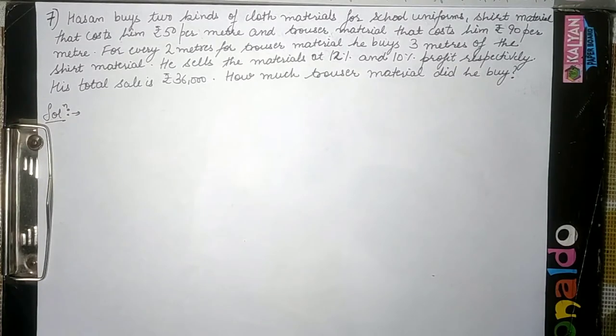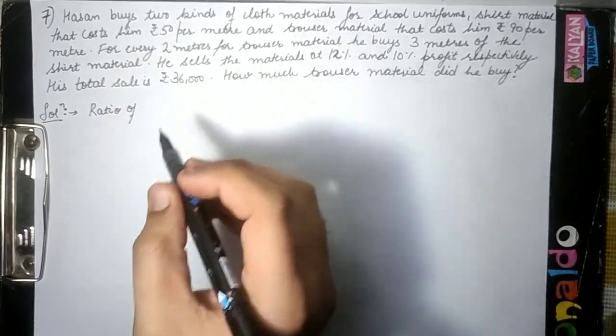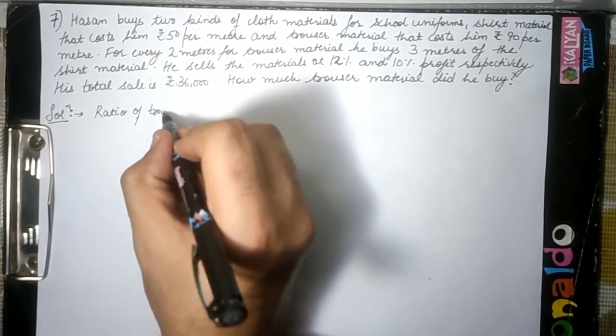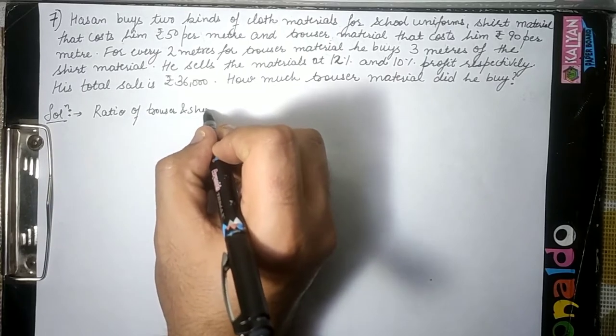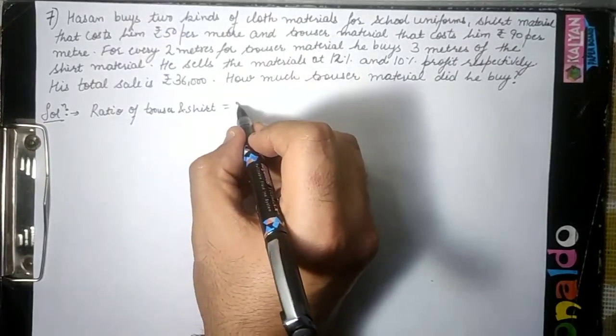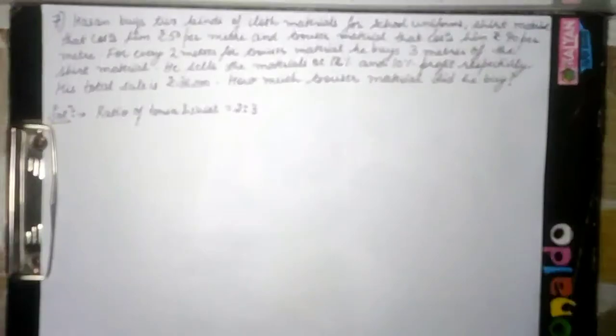So if trouser is 2 meter, then shirt will be 3 meter. If trouser is 4 meter, then the shirt will be 6 meter. If trouser is 6 meter, then the shirt will be 9 meter. So that means the ratio of trouser and shirt is 2:3.